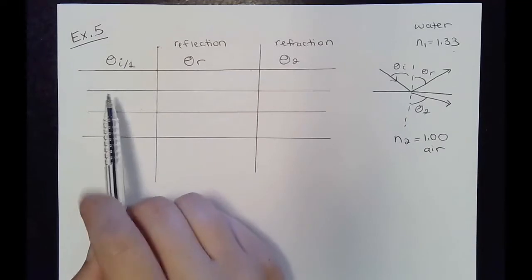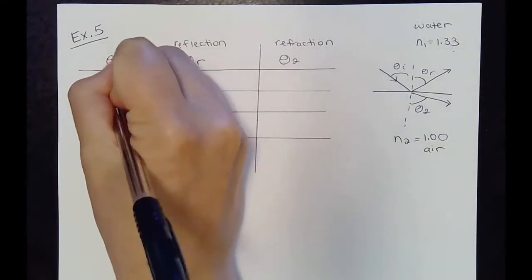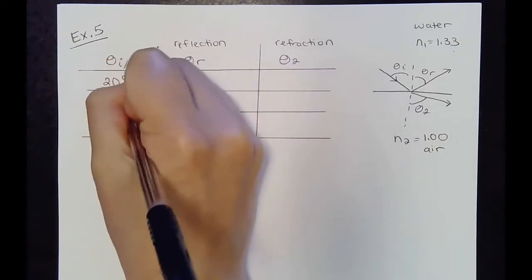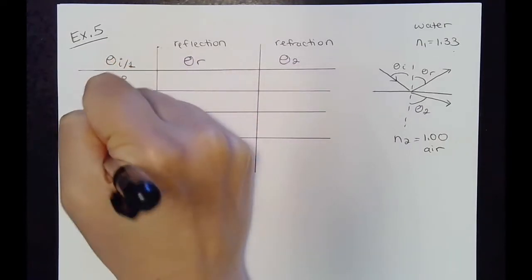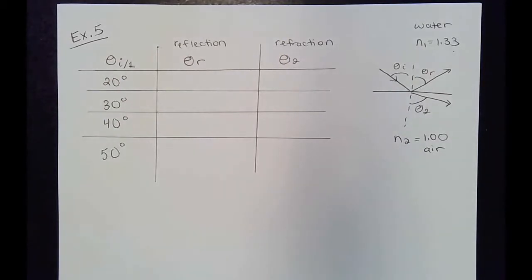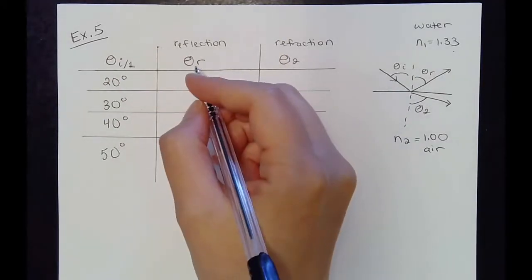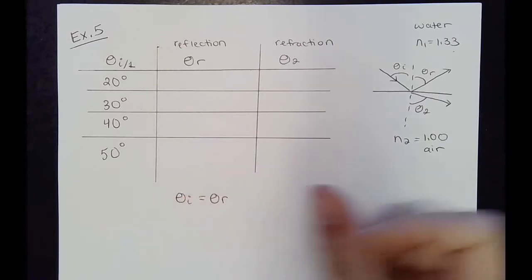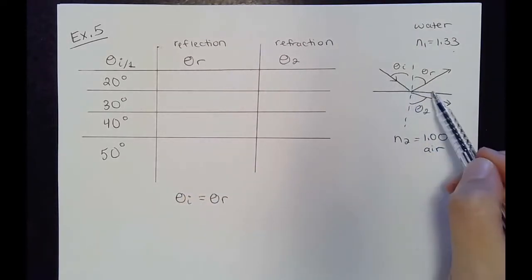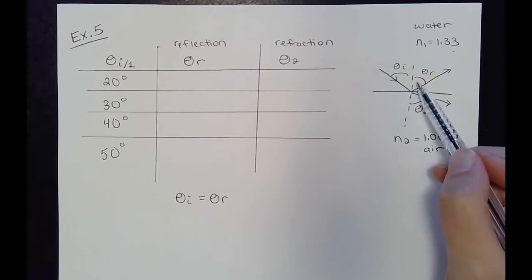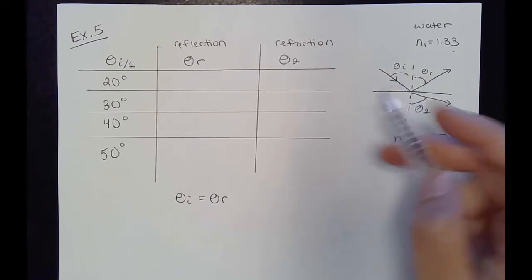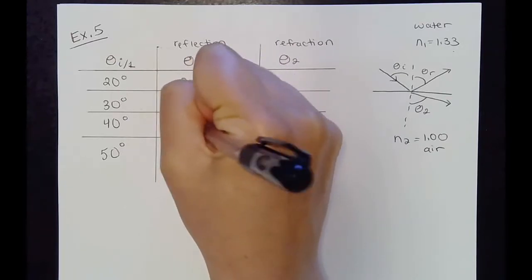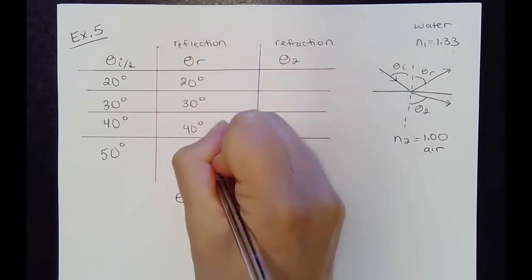And then I've made this chart, so for each of the angles, we can fill in the angle of reflection and refraction. So we have 20 degrees, 30, 40, and 50. All right, so right away we know that the angle of reflection for each of these cases will be equal to the angle of incidence. So at the boundary, part of the wave is reflected and part is refracted. The reflected part is also at the incident angle. So we can fill all of those in: 20, 30, 40, and 50.